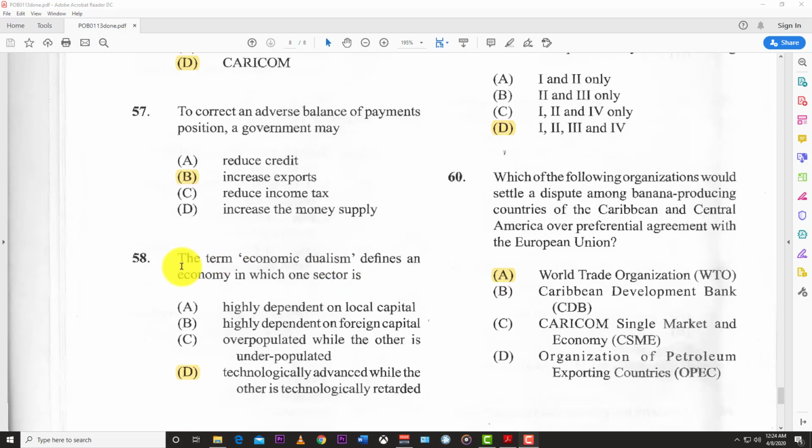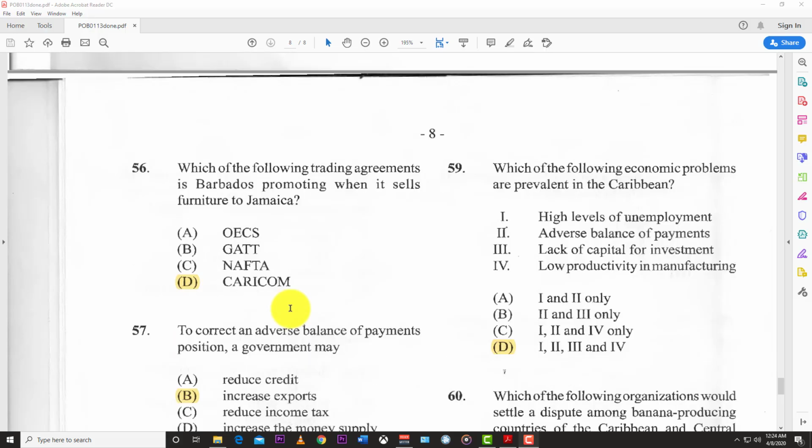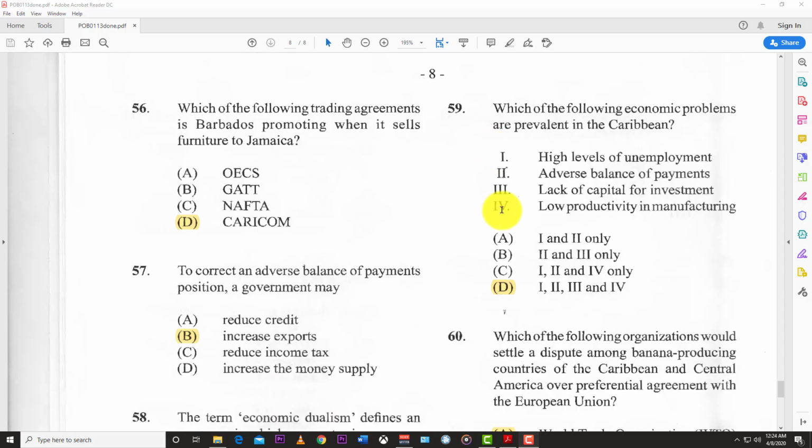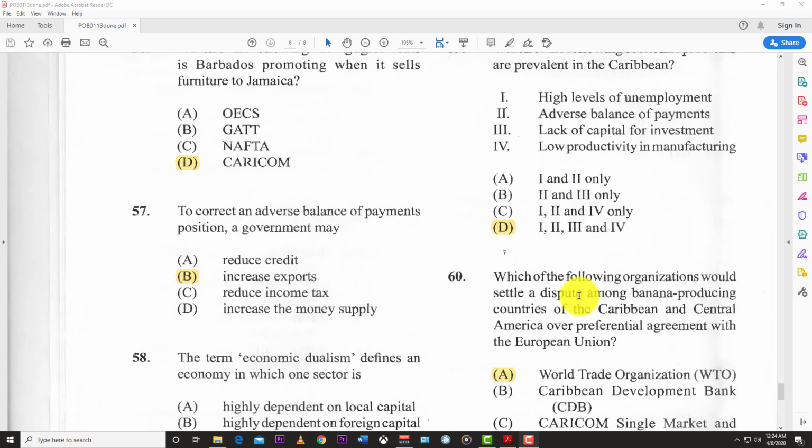And trust me, stuff is going to come on Caribbean economies. That's a whole chapter in POB. 59, which of the following economic problems are prevalent in the Caribbean? All these are going to come. Of course, it says high levels of unemployment, we have that. Adverse balance of payments, we have that. Lack of capital investment, we got that. Low productivity in manufacturing, majority of us got that. So the answer is D, 1, 2, 3, and 4.